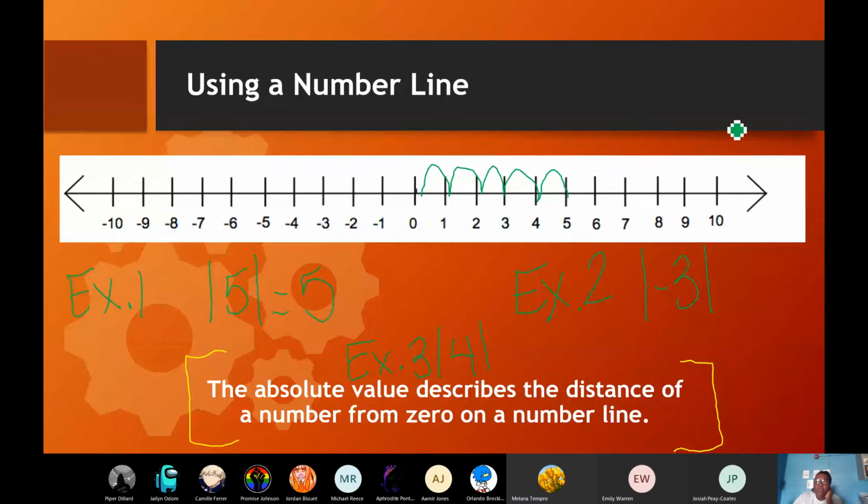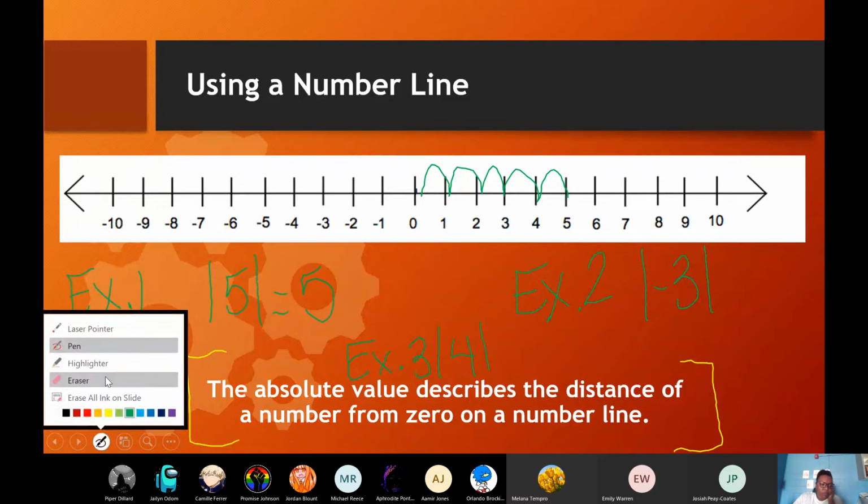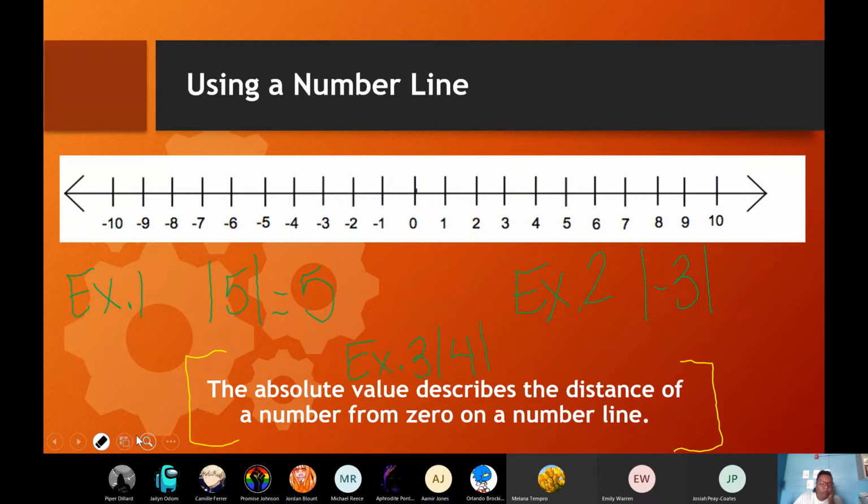Jordan, if you could unmute yourself and let us know, what is the absolute value of -3? Jordan, what's the absolute value of -3? Amir, if you could unmute yourself and let us know, what is the absolute value of -3?